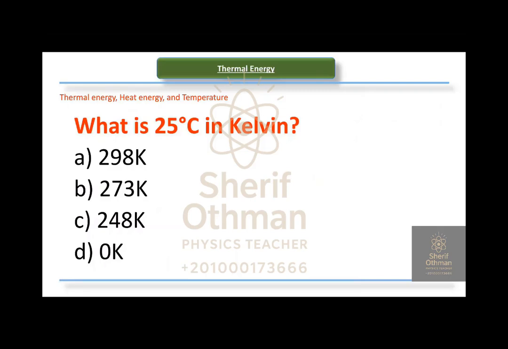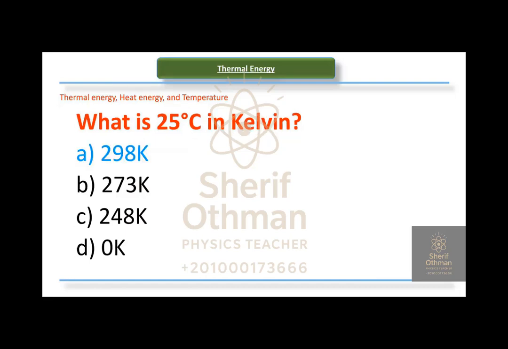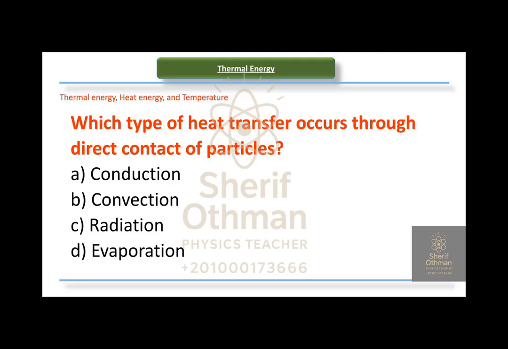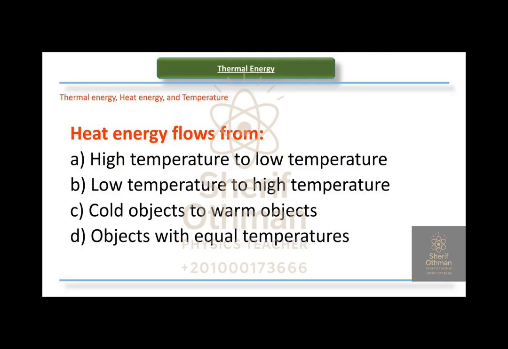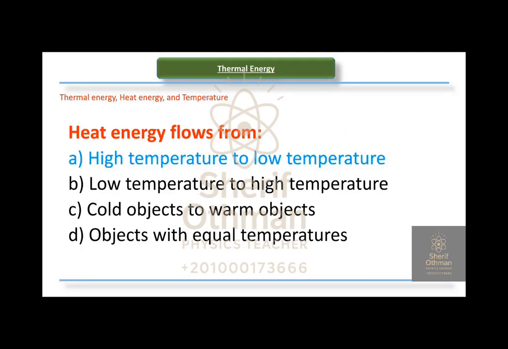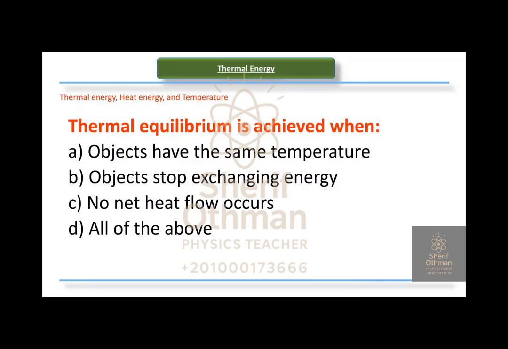Let's solve some questions, guys. What is 25 degrees in Kelvin? It will be 298 Kelvin. Which type of heat transfer occurs through direct contact of particles? Well done, conduction. Heat energy flows from high temperature to low temperature. Thermal equilibrium is achieved when: all of them. Objects have the same temperature, objects stop exchanging energy, no net heat flow occurs.